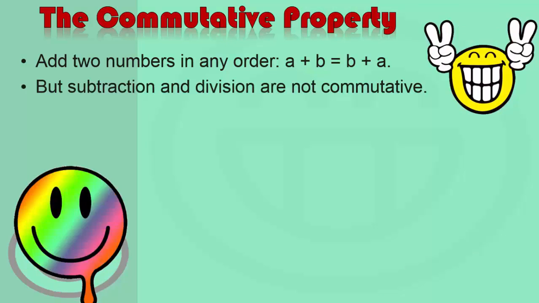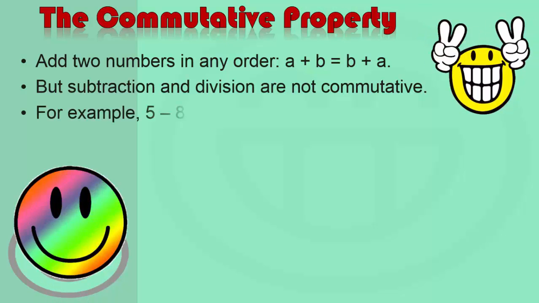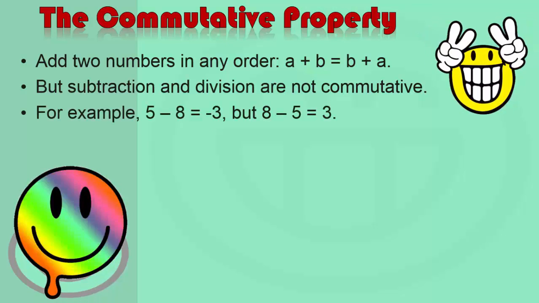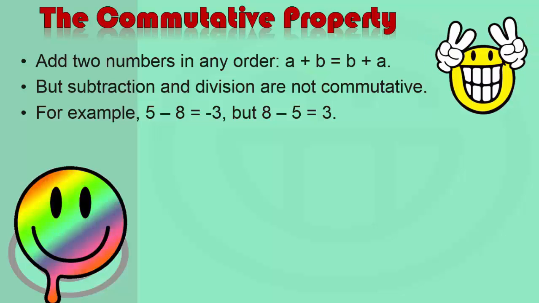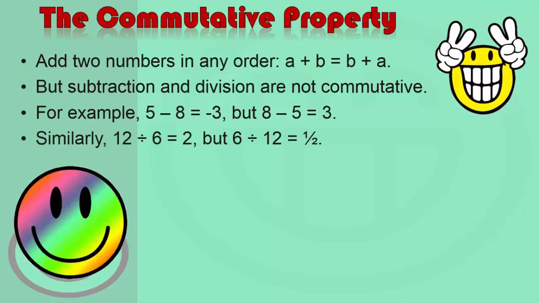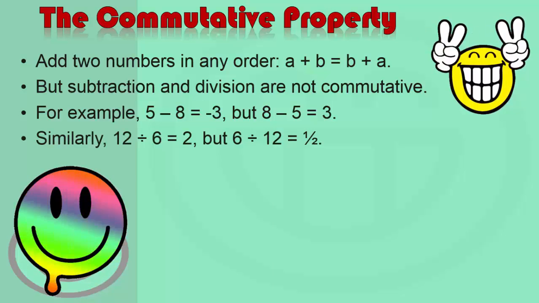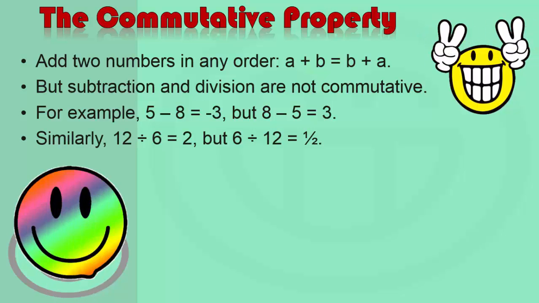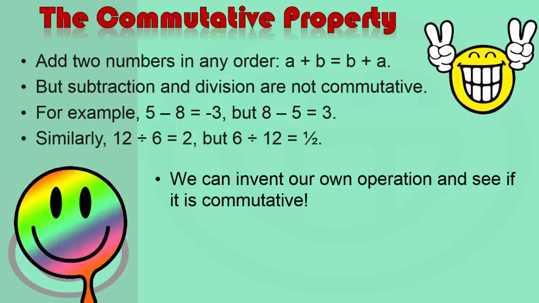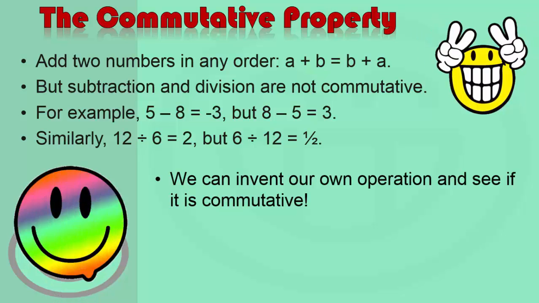But subtraction and division are not commutative. For example, 5 minus 8 is equal to negative 3, but 8 minus 5 is equal to positive 3. Similarly, for division, 12 divided by 6 is equal to 2, but 6 divided by 12 is 1/2. We can invent our own operation and see if it is commutative.